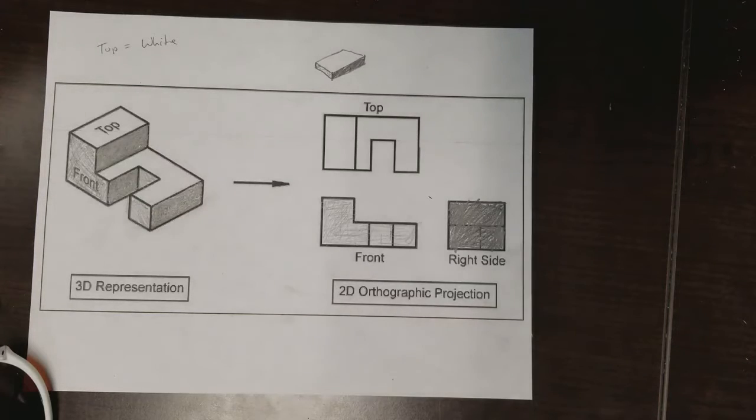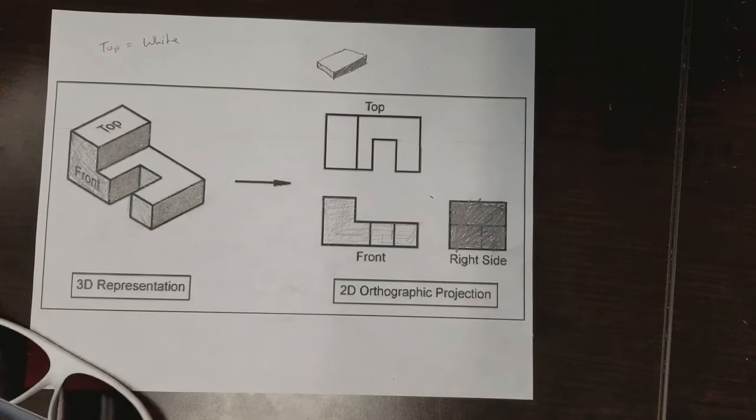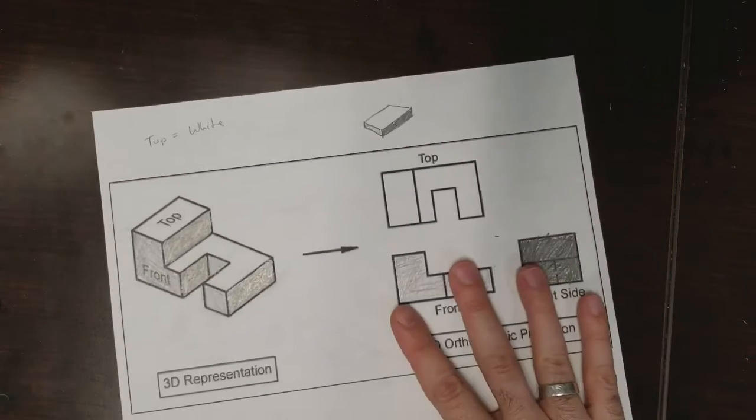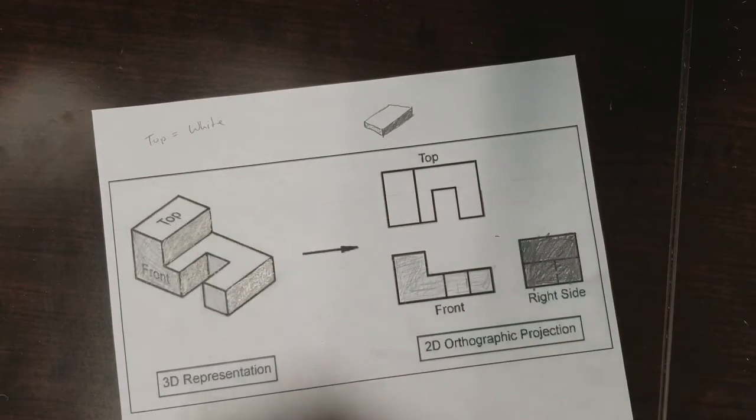Alright guys, I'm coming back with the orthographic projection part 2 video here. And we're going to go a little bit more over hidden lines. So I want to show you a few things. Let's just talk about the orthographic projection real quick. Now remember, we just got done doing coloring in top, front, and right side. And so I want to show you a few things.